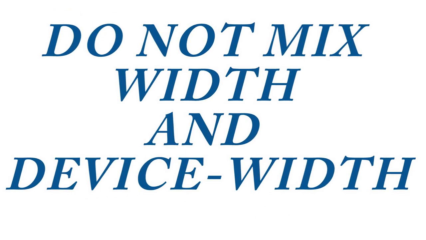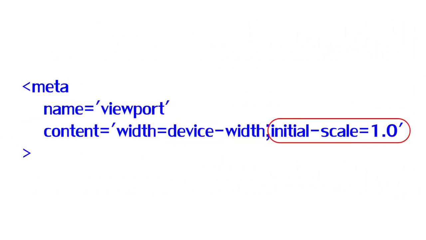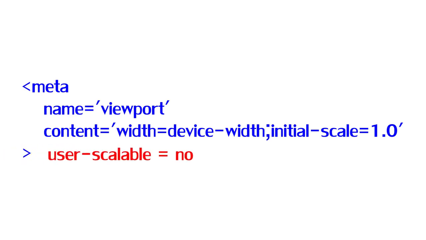In the following lessons, make sure you don't mix viewport width and device width. As for initial-scale equals to 1.0, this is to tell the browser not to display everything at their original size. If you want, you can also add another value to the content attribute.